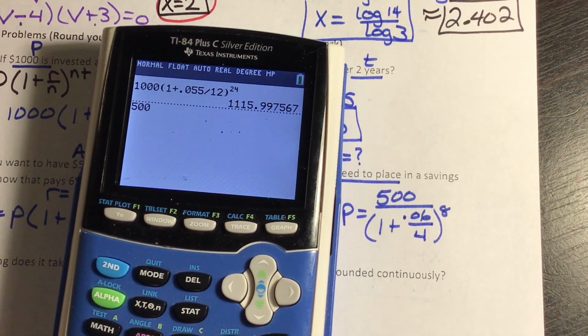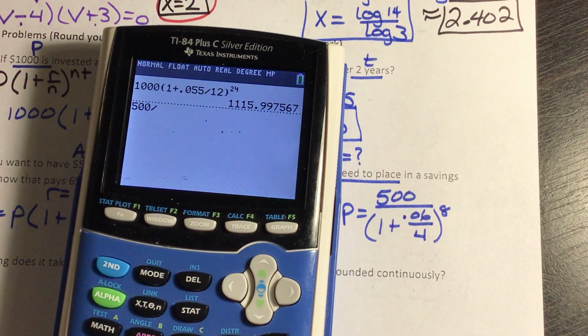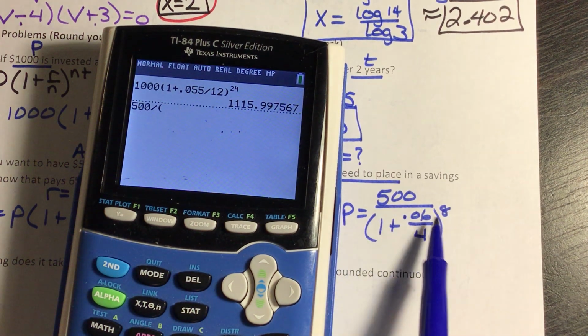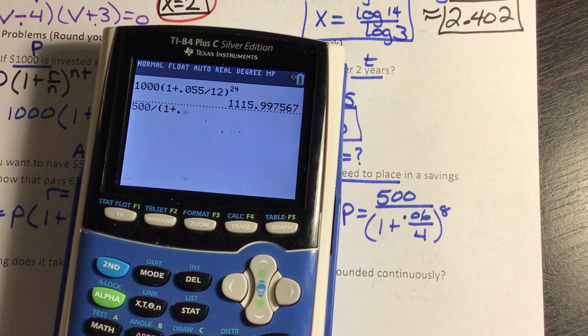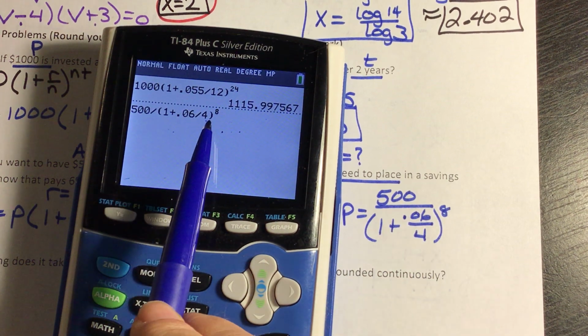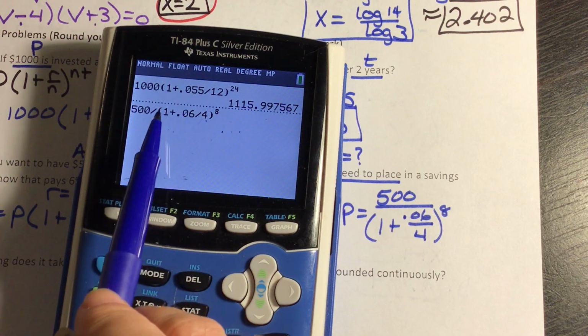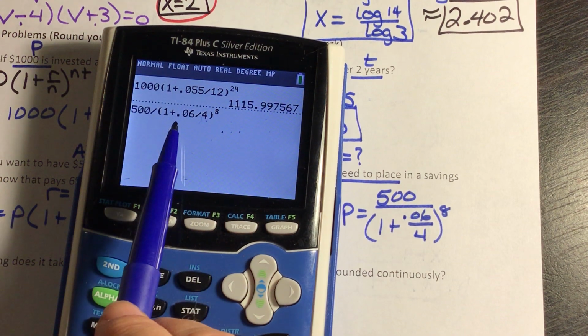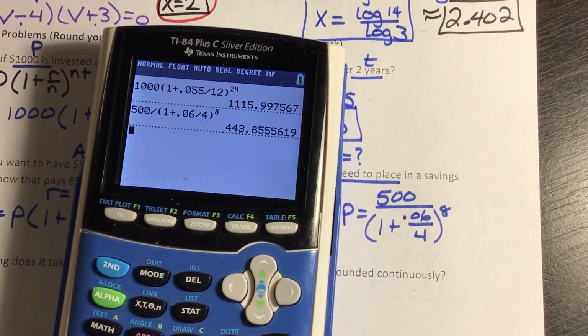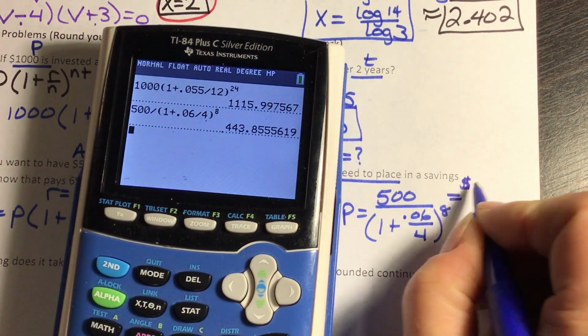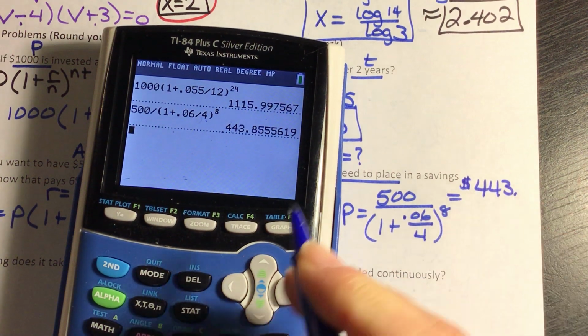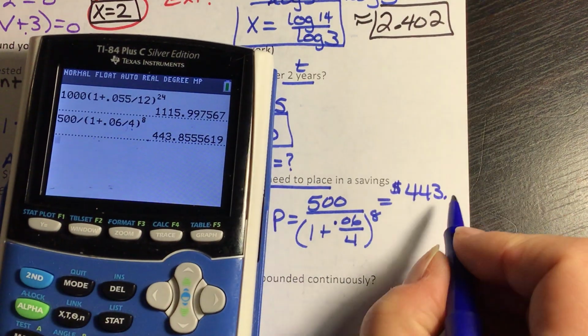I'm going to take 500 and divide by. I need parentheses. All of this I'm dividing by. So I have 1 plus 0.06 divided by 4. And this is to the 8th power. Now this 8th power is applied to just the part that's in the denominator. All right, so when I press enter, I get $443.86.